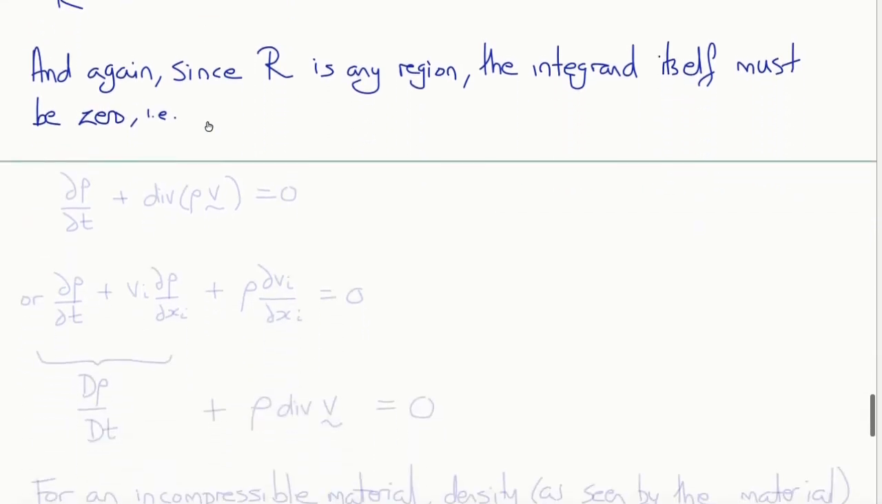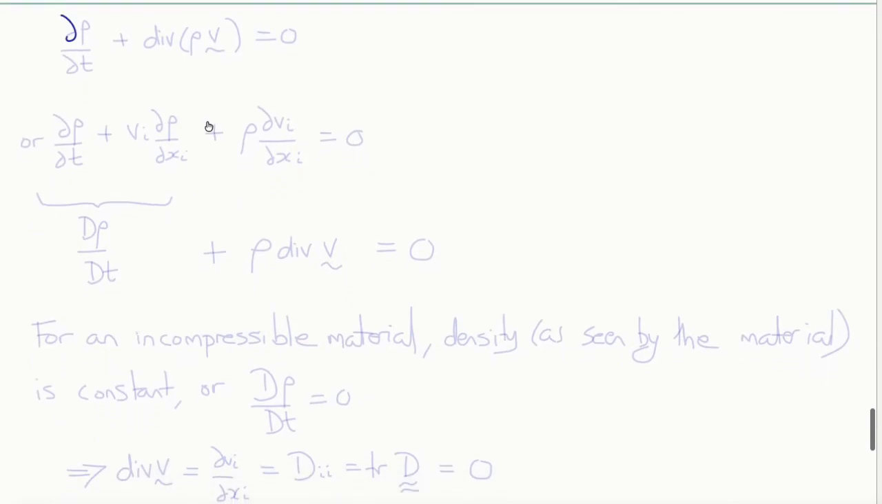And so we get ∂ρ/∂t plus div(ρv) is equal to 0. And this is our first version of the Eulerian form of conservation of mass.